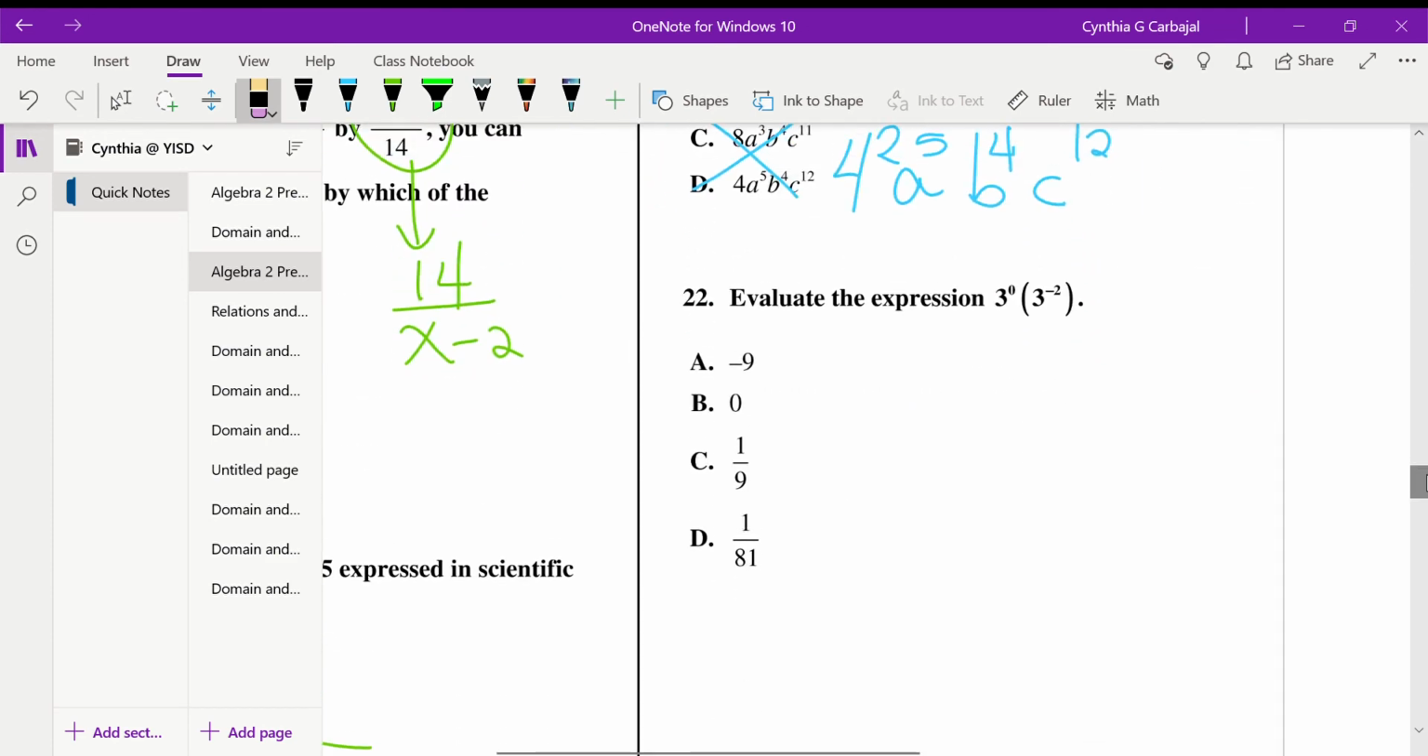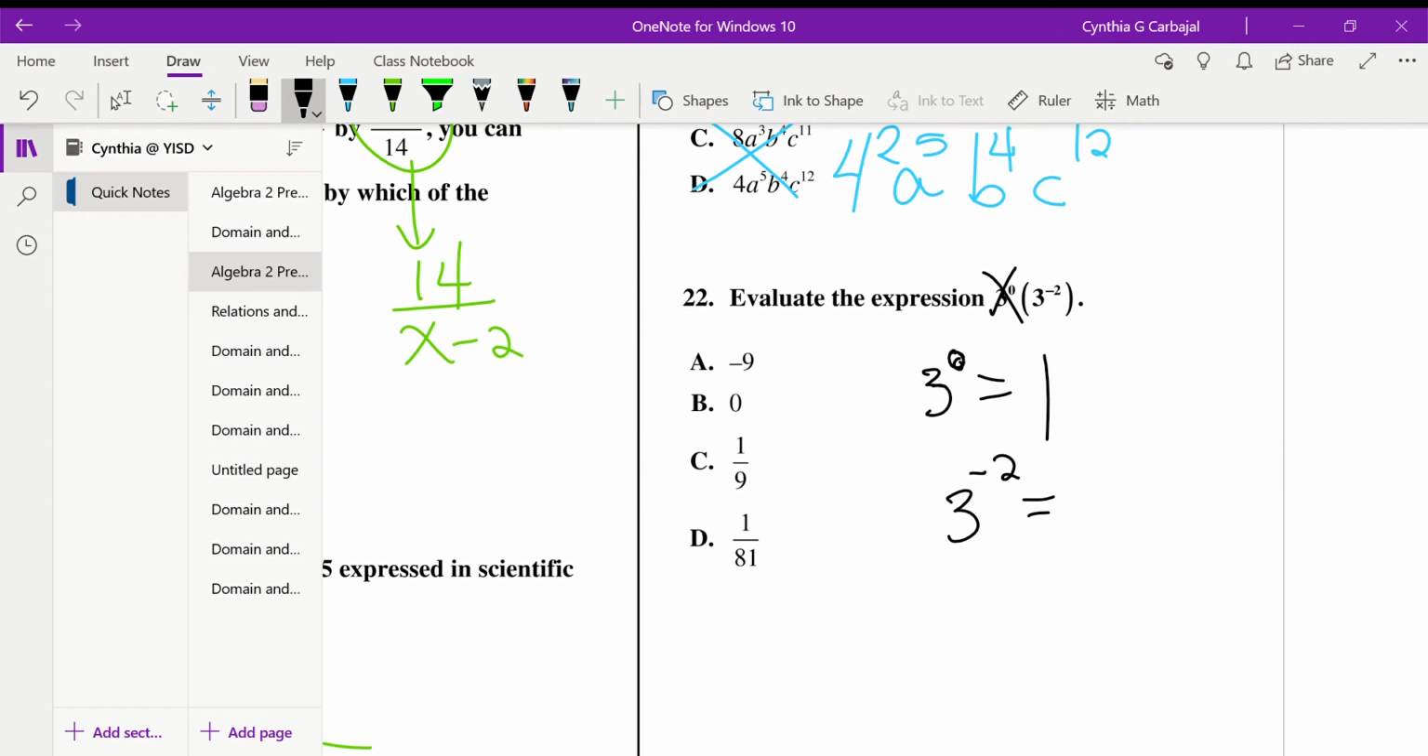Number 22, also properties of exponents. Anything raised to the power of 0 is 1. So that's one thing that we would have to remember. So pretty much you can ignore this in the front because 1 times anything is the same thing again. And then we have 3 raised to the negative 2. Remember, if you have a negative exponent, it tells you I don't belong here, I belong on the other side of a fraction. So you have to move that 3 squared to the bottom of a fraction, and now you make the exponent positive. Well, then you simplify 3 squared, or 3 times itself twice, which is 9. 3 squared is 9. So our answer is 1 over 9.